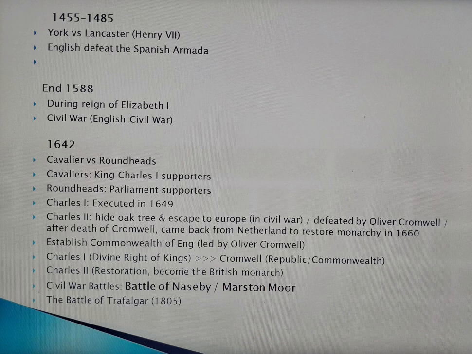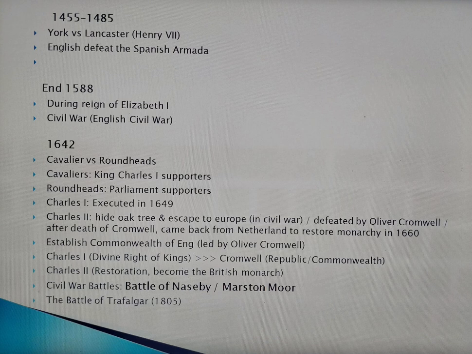1455 to 1485, the English defeated the Spanish Armada, and at the end of 1588 there was a civil war, the English Civil War. In 1642, King Charles I's supporters were called Cavaliers, and Parliament's supporters were called Roundheads. Charles I was executed in 1649, and Charles II hid after defeat and escaped to Europe. Charles I believed in the divine right of kings. Charles II's restoration made him the British monarch.